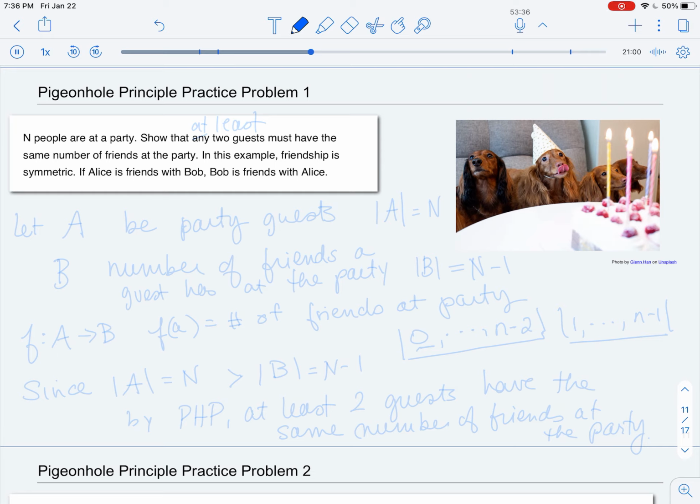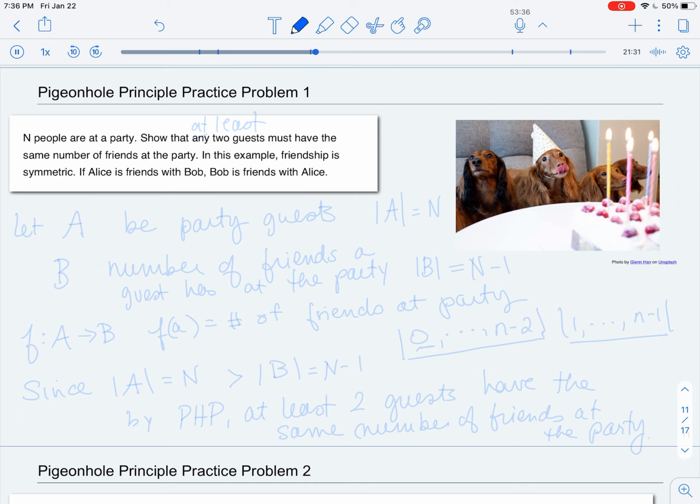Let's consider a pigeonhole principle practice problem. There are n people at a party, and we want to show that 2 guests must have the same number of friends at the party. So it should be at least 2 guests have the same number of friends at the party. And in this example, friendship is symmetric. So if Alice is friends with Bob, Bob is friends with Alice.